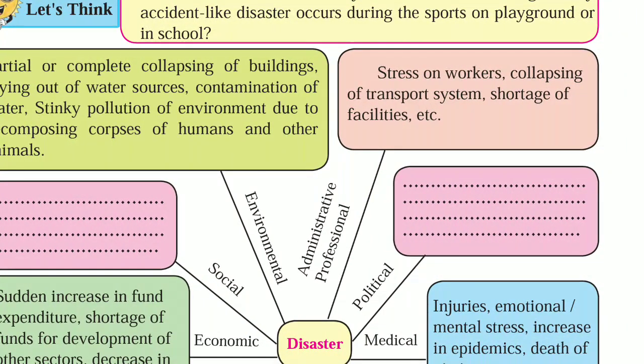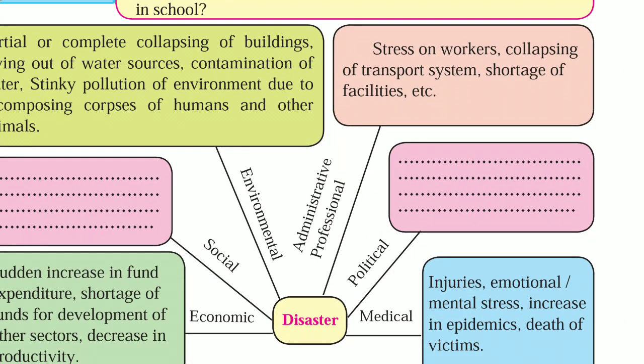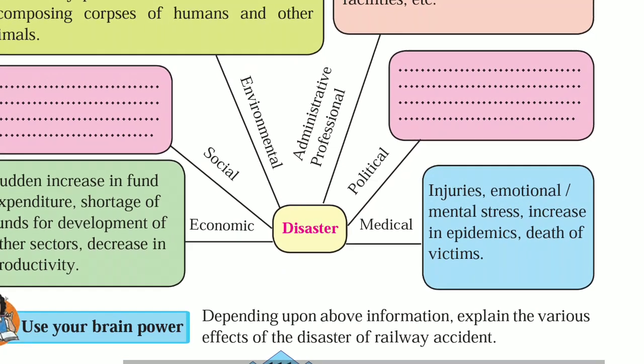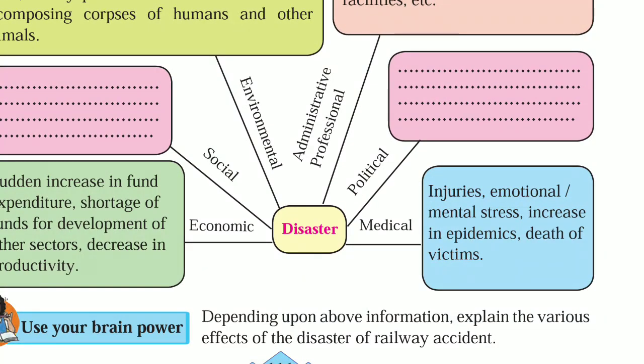Administrative, professional: stress on workers, collapsing of transport system, shortage of facilities, etc. Political: the proper and strong leadership will provide health and care to the victims. Government compensation will be given immediately. Medical: injuries, emotional, mental stress, increase in epidemics, death of victims.